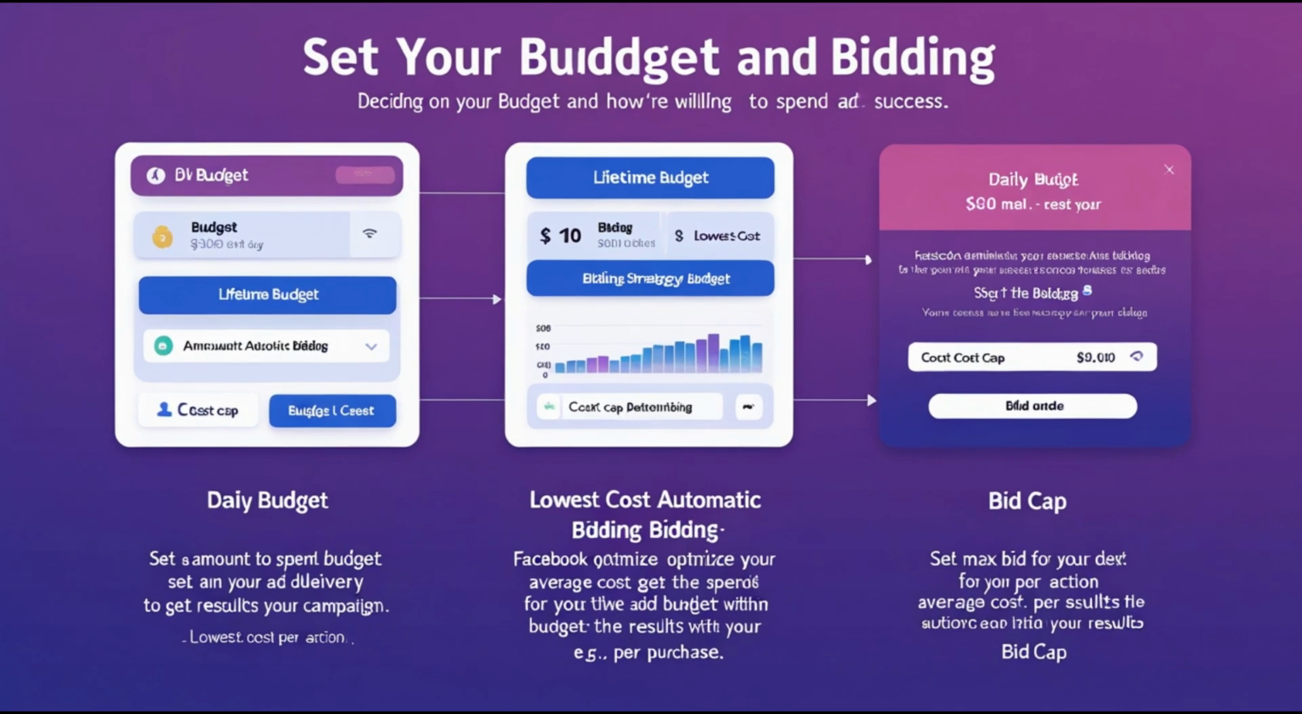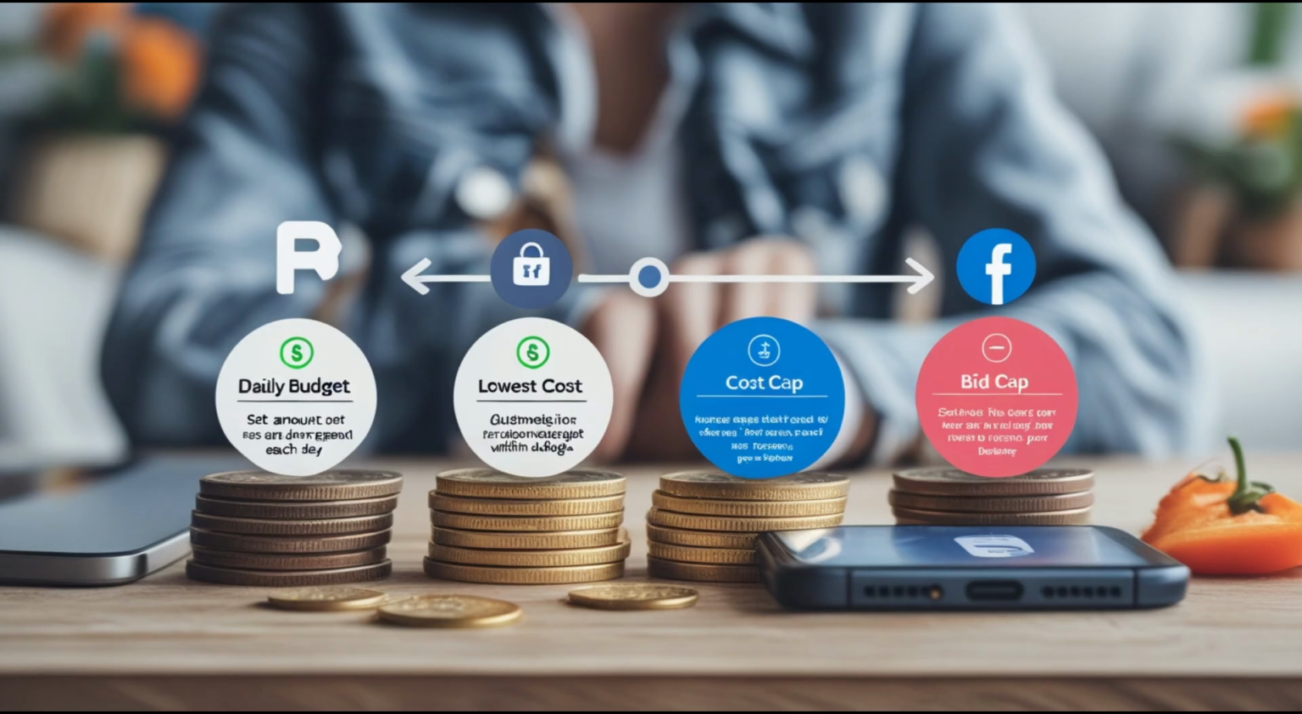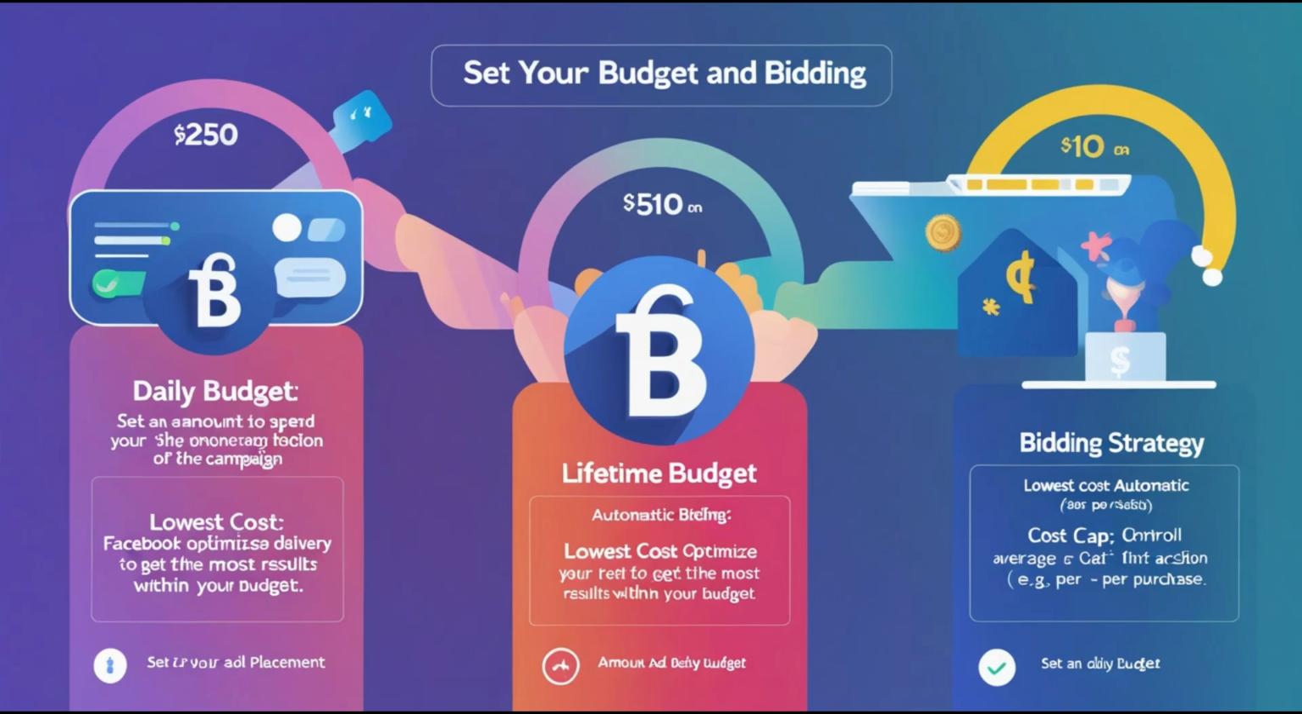6. Set your budget and bidding. Deciding on your budget and how much you're willing to spend is crucial to your ad's success. Daily budget: set an amount to spend each day. Lifetime budget: set an overall budget for the duration of the campaign. Bidding strategy: lowest cost, automatic bidding. Facebook optimizes your ad delivery to get the most results within your budget. Cost cap: control the average cost per action, e.g., per purchase. Bid cap: set a max bid for your ad placement.